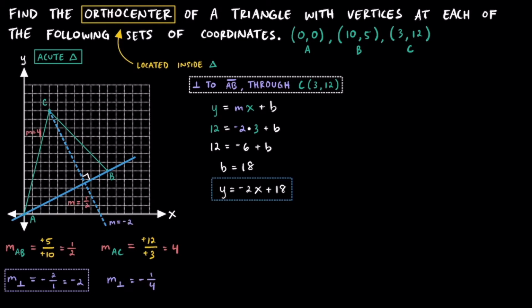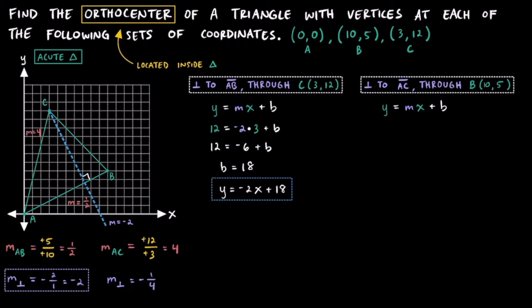Notice how this dashed line goes through point C, has a slope of -2, and is perpendicular to segment AB. Now let's go ahead and try this process again to find the equation of another altitude so we can draw and find out where they intersect.